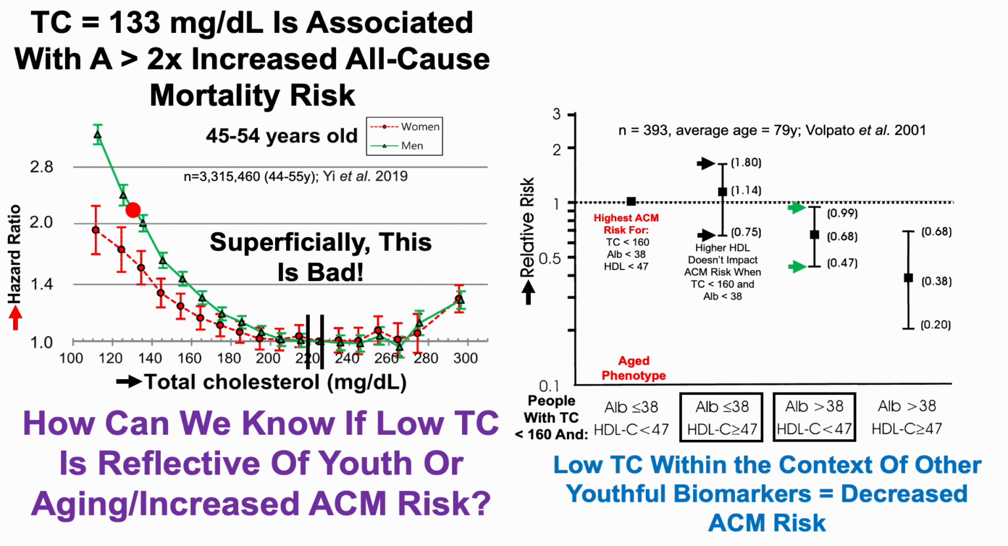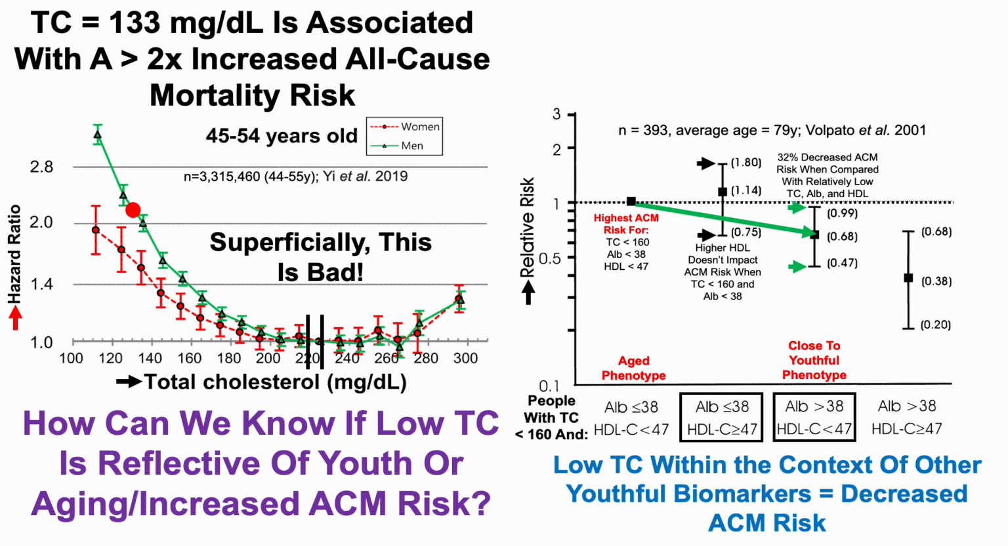What about when albumin is relatively high, as shown there? And now we have a significant effect, and I've defined this as the close to youthful phenotype because relatively low total cholesterol and relatively higher albumin are found in youth. And we can see that 32% decreased all-cause mortality risk, as indicated by the green arrow in that group.